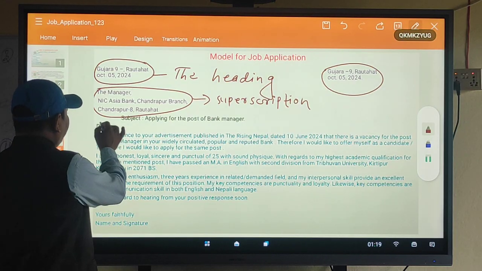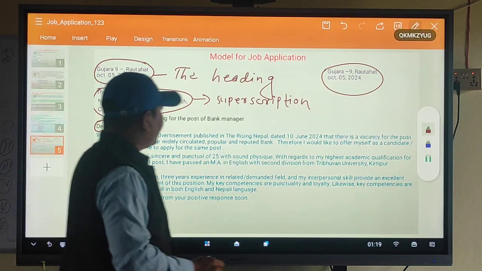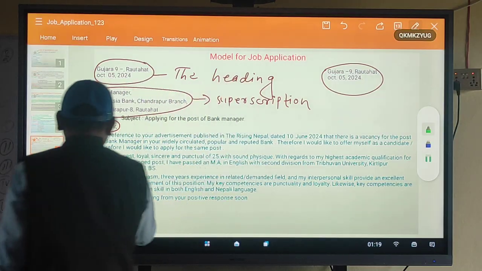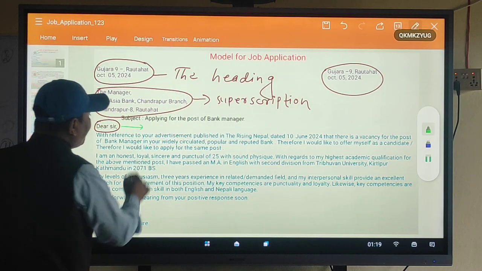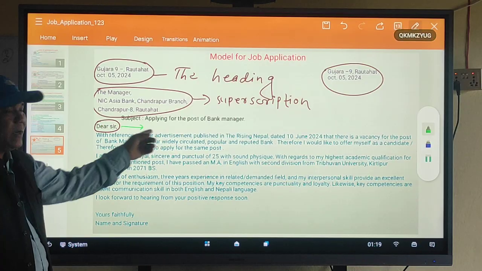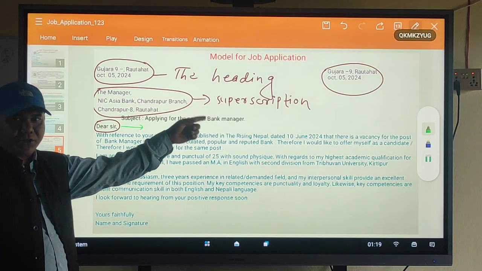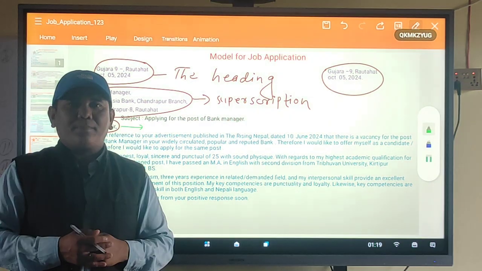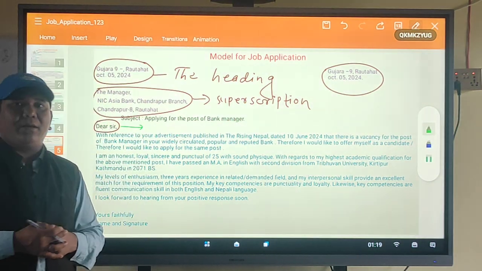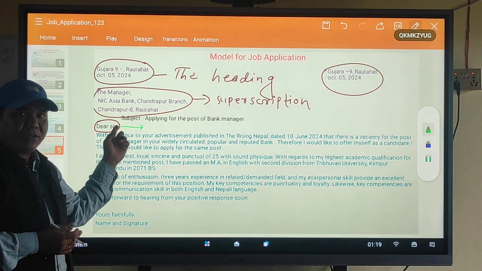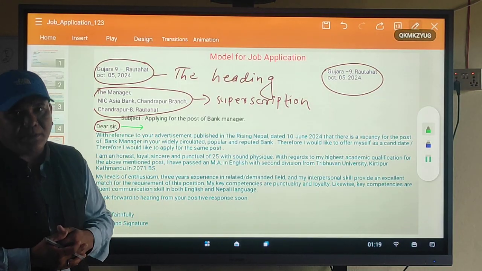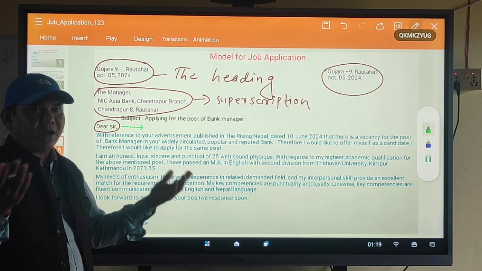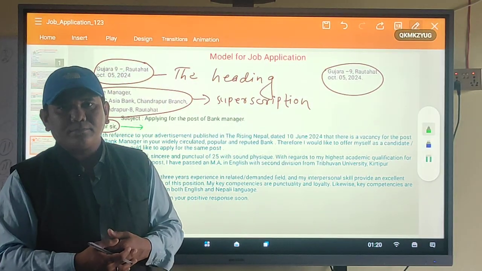You can say, dear sir. It is the greetings to the receiver, the manager of the NIC bank. Dear sir is a greetings to the manager of the NIC bank. Dear sir, dear madam, you can write according to the situation.